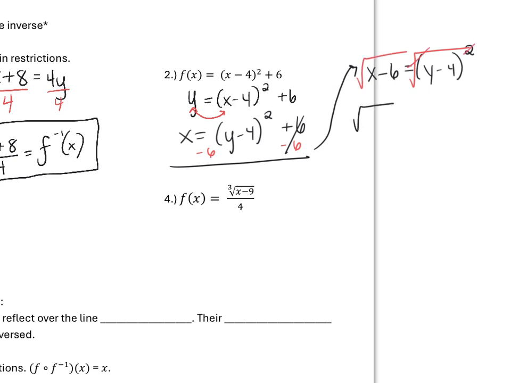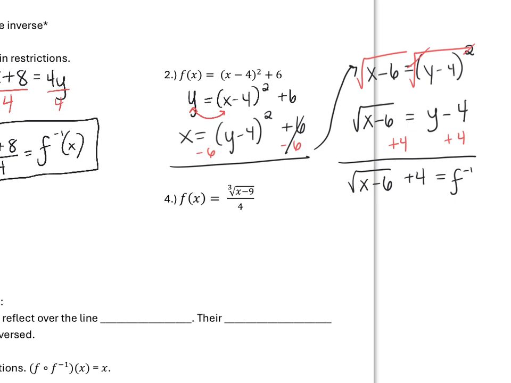So we get square root of x minus 6 equals y minus 4. And then my last step is to add 4. This 4 has to be outside of your square root, so make sure you make that clear. And then we change the y to our inverse notation.